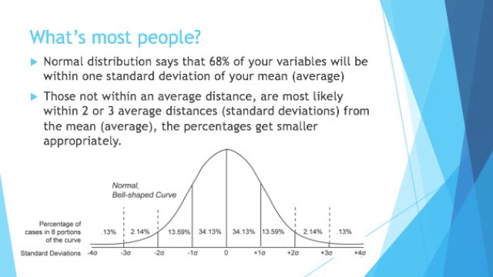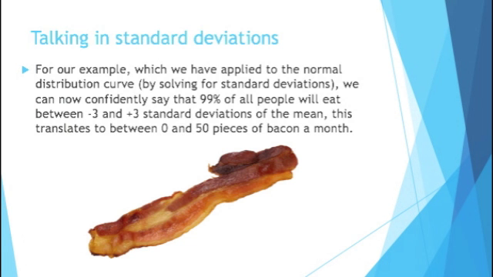Our average was 19 pieces of bacon a month. Our standard deviation was 10 pieces. So using normal distribution, take 3 of your standard deviations, that's 30 pieces, and add it to your average. And also subtract it from your average, because you have people that are above average and people that are below average. So for our example, we would say 99% of all people eat between 0, because you can't go negative, really it'd be negative 10, and 50 pieces of bacon a month. And we know that based on our standard deviation.